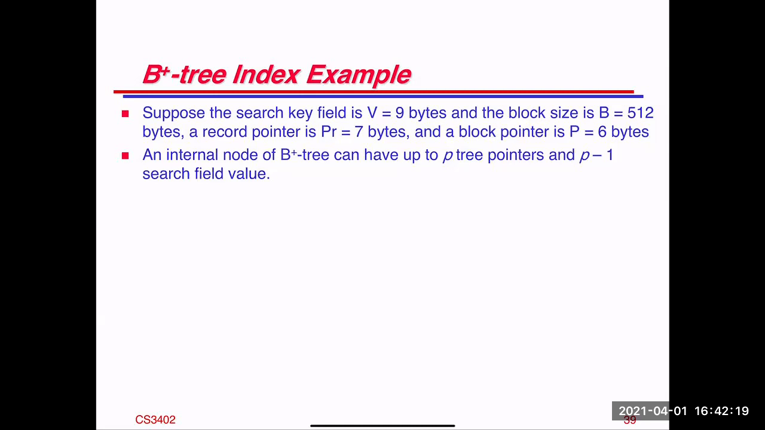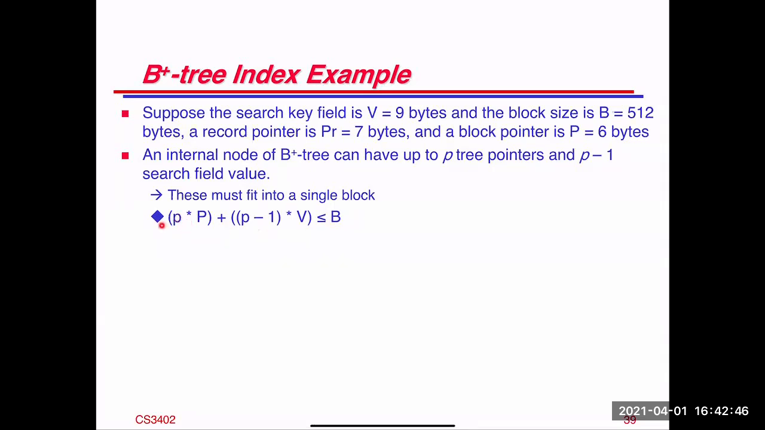So I'm not sure what you mean by reducing the storage capacity, but maybe we can come back to that after I finish this slide. So an internal node of a B tree can have up to P tree pointers and P minus 1 search key field values, right? And of course, all of these need to fit into a single disk block because we said one node corresponds to a disk block.